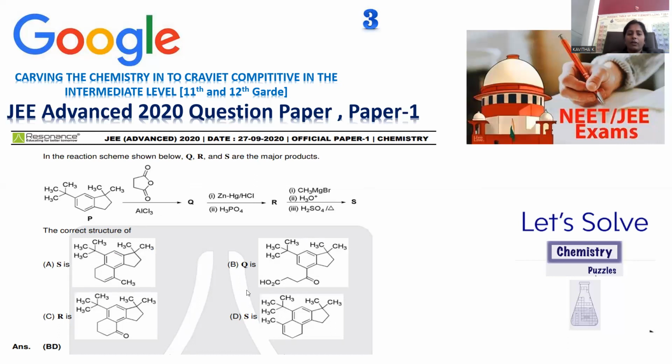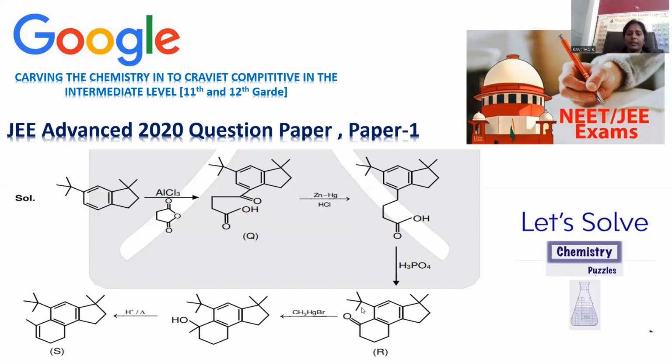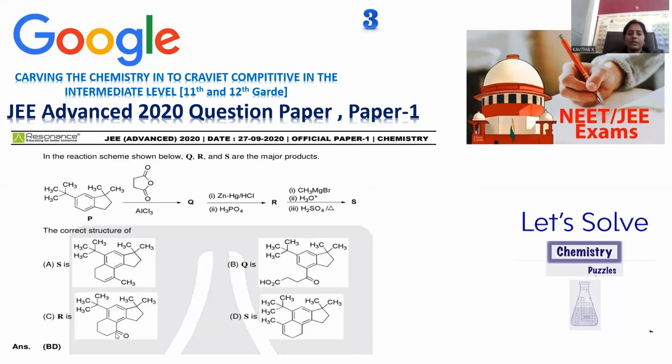After getting this one, if treated with zinc amalgam, HCl and H3PO4, R will be generated. What they are saying is that R is the product generated like this, but it is not exactly similar to what we got over here. In the product we obtained, the ketone is exactly adjacent to the tertiary butyl, but here the ketone is away from the tertiary butyl. This is not the right orientation, so R is wrong.